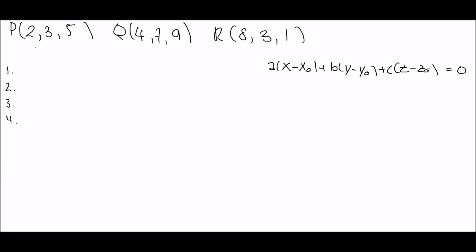We have P at 2, 3, 5, Q at 4, 7, 9, and R at 8, 3, 1. Sorry. So we have a 4-step process if a problem asks us to write an equation of a plane given the 3 points. First we want to establish our 2 vectors, and we'll label those vectors A and B. Establish A and B.